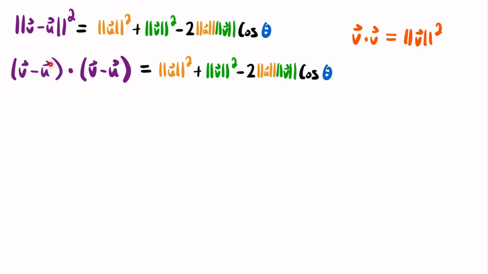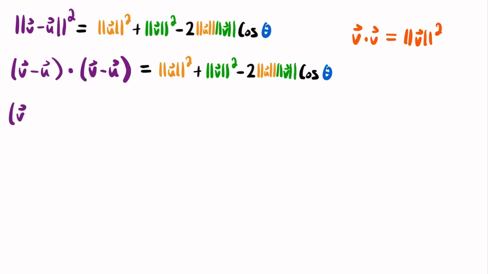And now what this is going to allow us to do by rewriting this magnitude squared as a dot product of that vector with itself is that we can use one of the properties of the dot product, in particular the distributive property, which will allow us to multiply vector v minus vector u to each of these vectors individually. Right, so that will look like this.